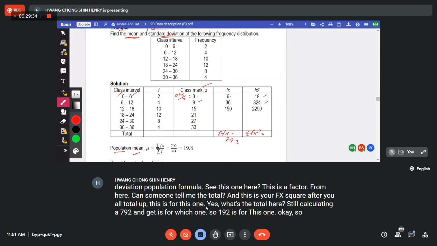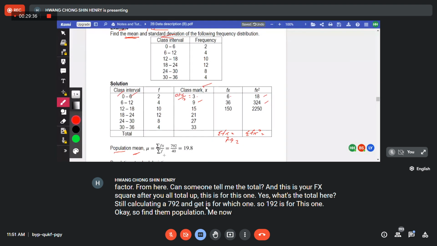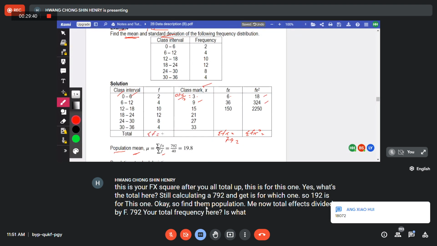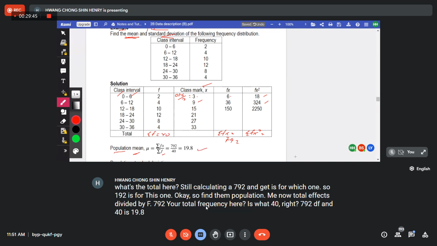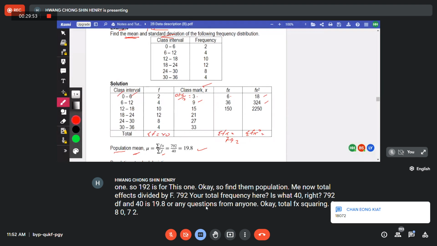Okay, so to find the population mean, total fx divided by total f. 792, and your total frequency here is what? 40, right? 792 divided by 40 is 19.8. Any questions from anyone? Okay, total fx squared, right? 18072. Okay, 18072. Anyone don't get this?